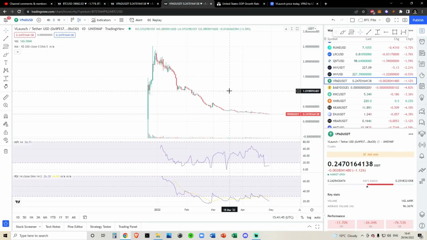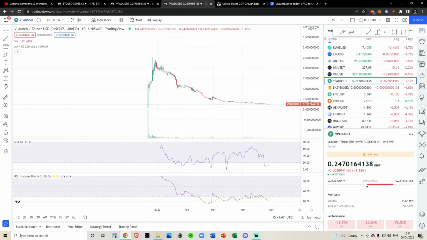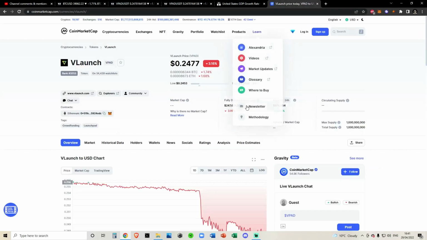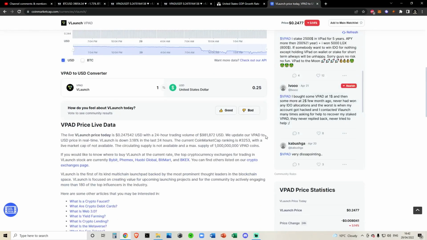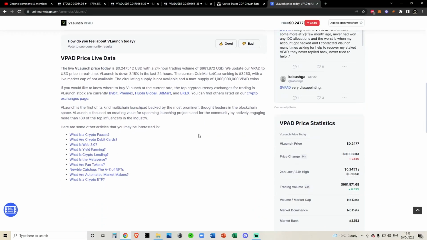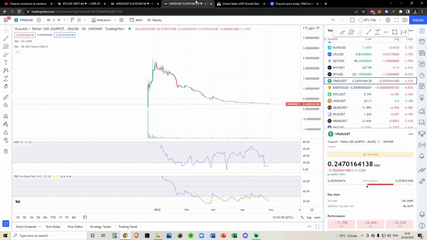For those of you who don't know what this project is, VPAD is MM Crypto's token that he made. It doesn't have a confirmed market cap. However, apparently the fully diluted is approximately 250 million. I could not find any confirmed market cap on this, unfortunately, no matter what website you look on. However, the chart really doesn't look good, let's just be honest.